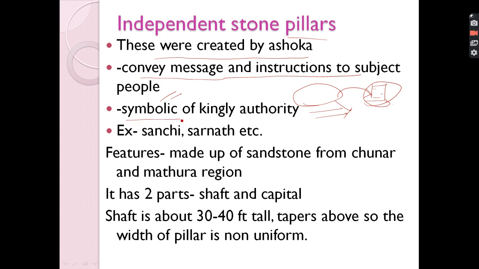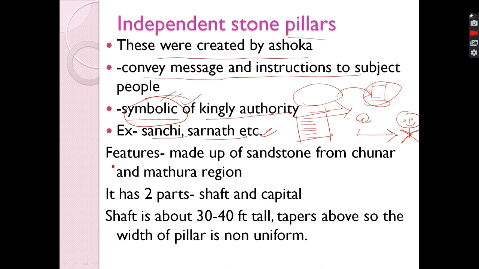Apart from it, it was symbolic of kingly authority. What does it mean? Like there is a king, and then the kings change. They used to change obviously, but not everyone would know about it. The subjects usually don't come to know about it. So whenever a new king came, he had his own engravings or new rules and regulations made on it. So it was basically a symbolic kind of thing also. Examples of independent stone pillars: Sanchi, Sarnath.